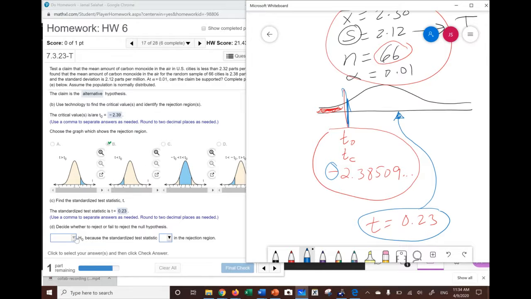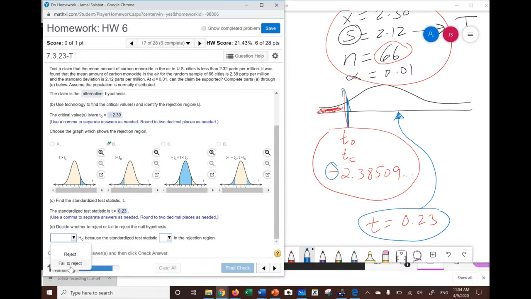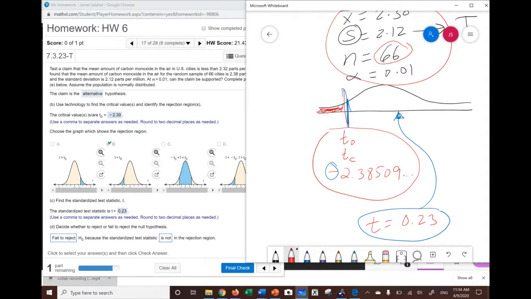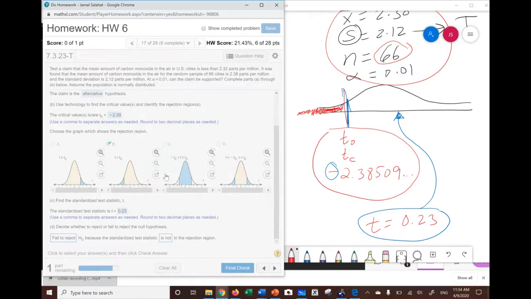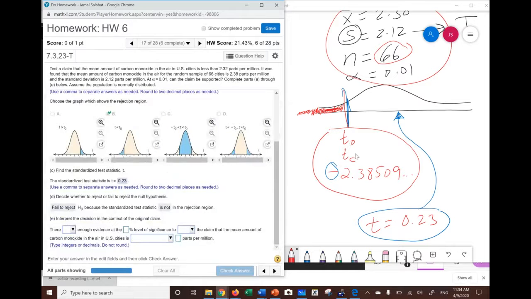So in this case, if it falls above the rejection region, we're going to fail to reject H naught, because the standardized test statistic is not in the rejection region. Remember, it's not in the red zone. If it falls into the red zone, then you're going to reject H naught. In this case, it did not fall into the reject zone, so you're not going to reject it. Now, this is for H naught. So now let's go back to our problem.